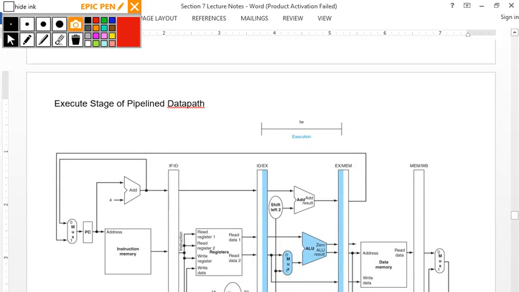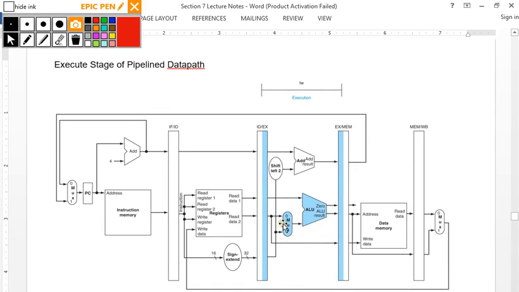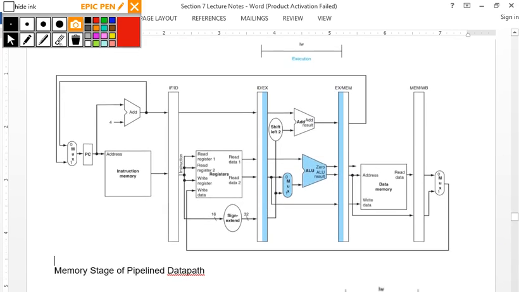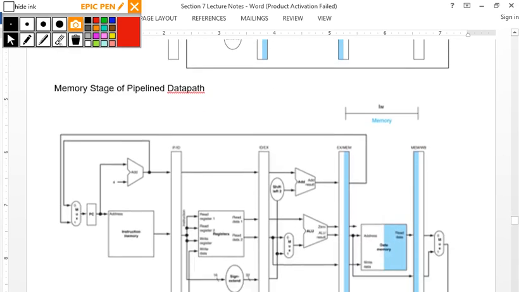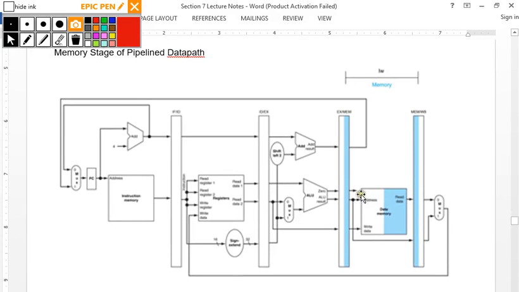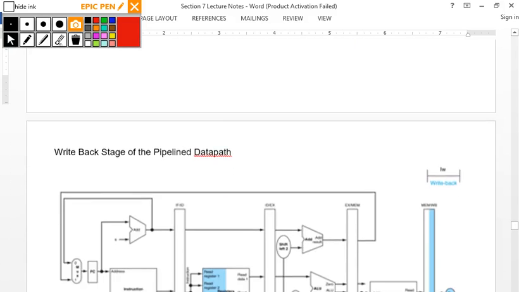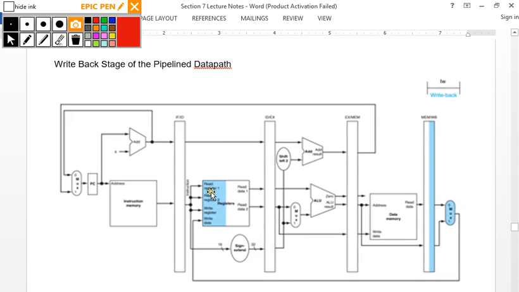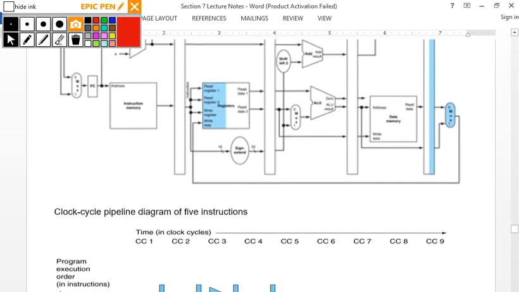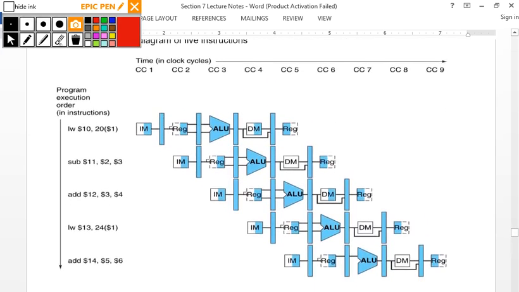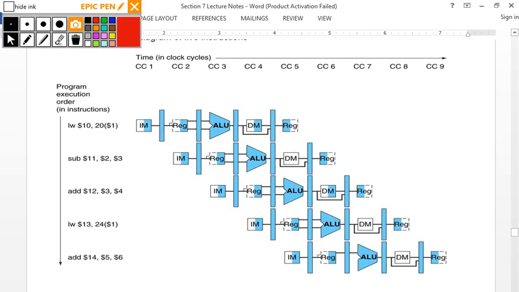Execution stage of the data path. We get everything from multiplexer, shift left by 2. We get everything from the add, ALU. We put all those results on the buffer. And then the memory stage of the pipeline data path, we get everything from there. We do our load word, store word type stuff and put everything on this buffer. And then at the end, you will see that it writes back, and then we put it into the write portion. And so here's what's actually going on here. And so this will end here.